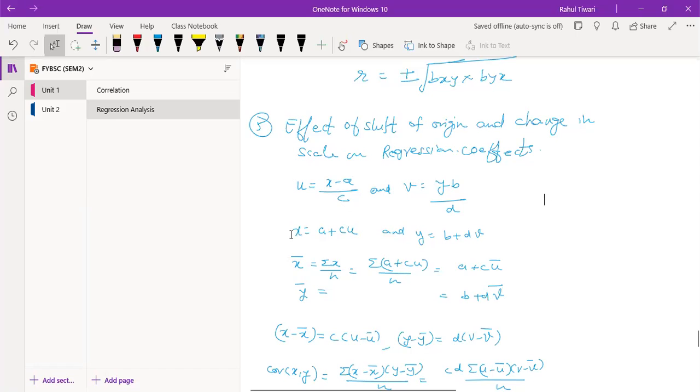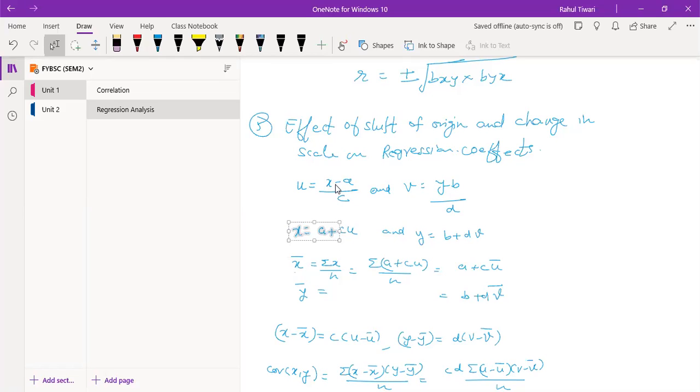What could be x from here? It is going to be simply x is equal to a plus uc, correct. Similarly, we can take y from here: y is equal to b plus dv.